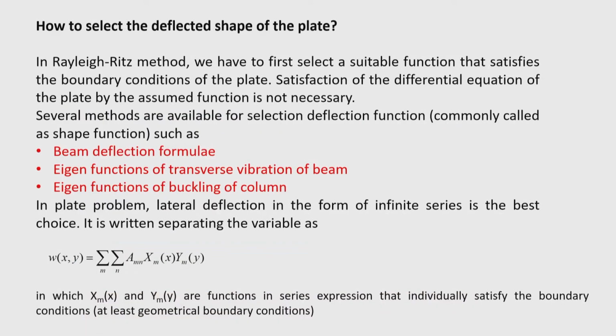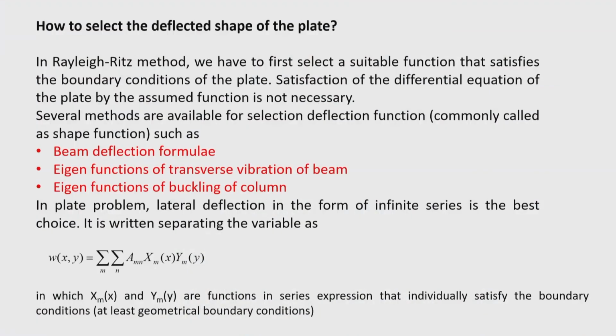So, the question arises: how to select the deflected shape of the plate? The most important thing in Rayleigh's method, which is based on the variational principle, is to select a deflected shape, which may be called a shape function. To select a shape function, there are different guidelines available. One is that the beam deflection formula can be used.